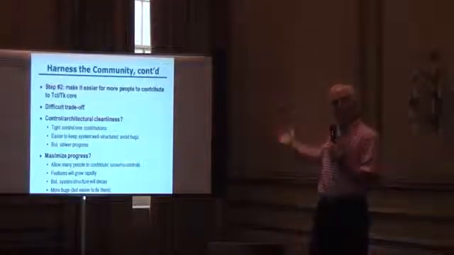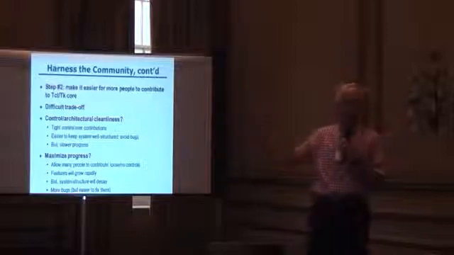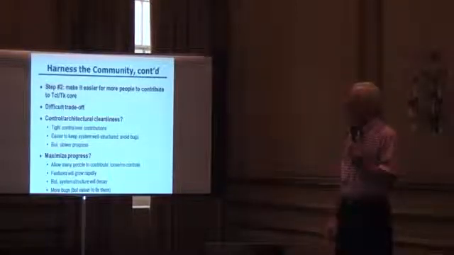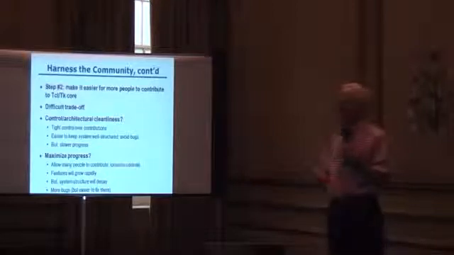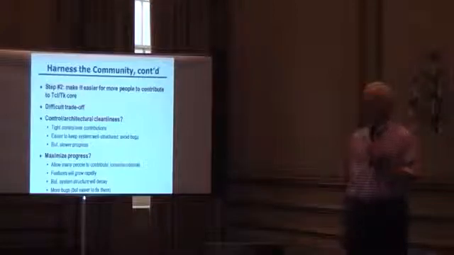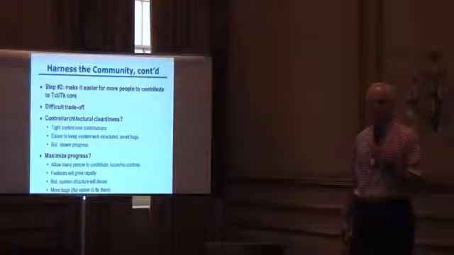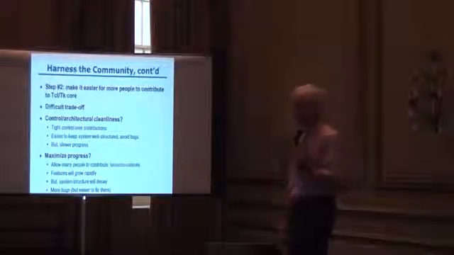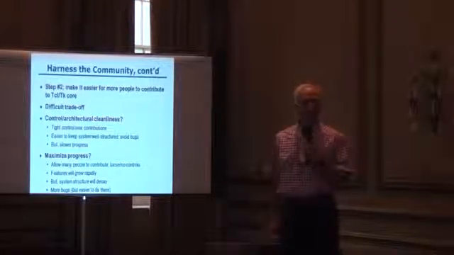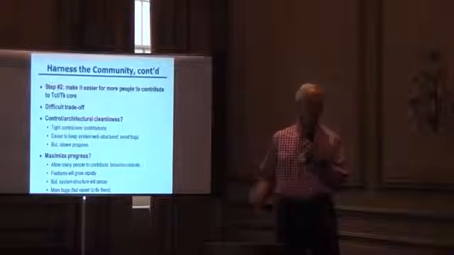Then the other extreme is to maximize progress. We just want as much stuff as possible, and so you just open the gates wide. In the extreme, you let essentially anybody contribute anything to the core. You have essentially no controls over anything. And the good news about this is that the feature set is going to grow like crazy that way. Many of the open source packages with the richest feature sets tend to have relatively loose controls. But the downside is that the structure is going to end up being chaotic.